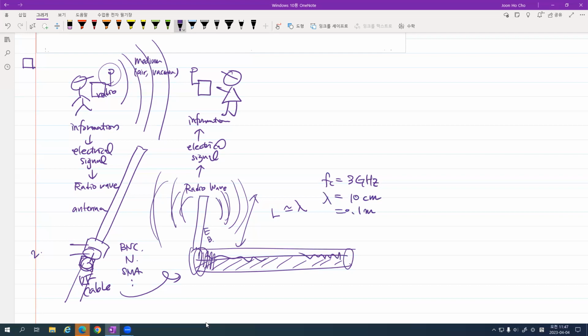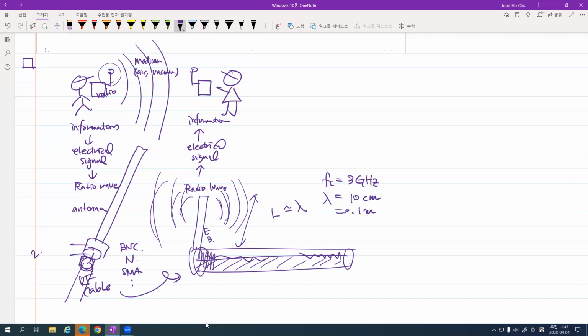Our cell phone has center frequency around 3 gigahertz. If it is LTE, probably less than that. If it is 5G, slightly larger than that. So actually, our cell phone, at this size, around 10 centimeters, is very good to efficiently radiate that range of radio wave.